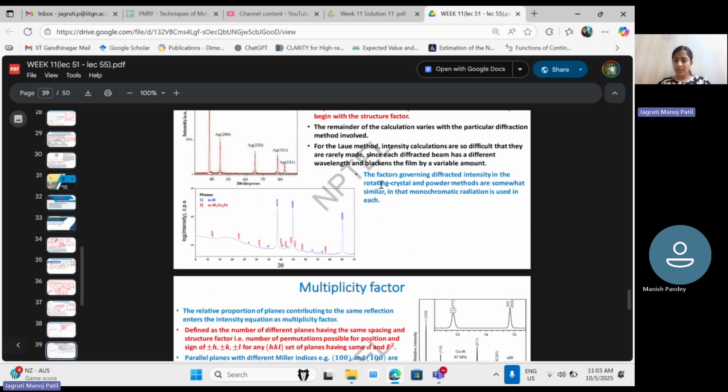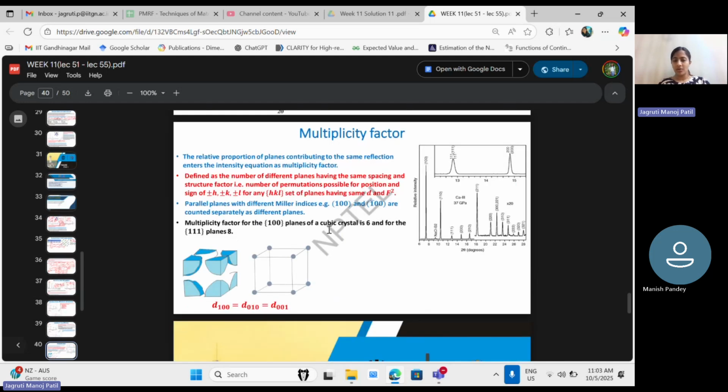Then the rotating crystal and powder methods are somewhat similar in that monochromatic radiation is being used. Then they have explained what a multiplicity factor is. That's nothing but something similar to your amplitude term. So how you have A.